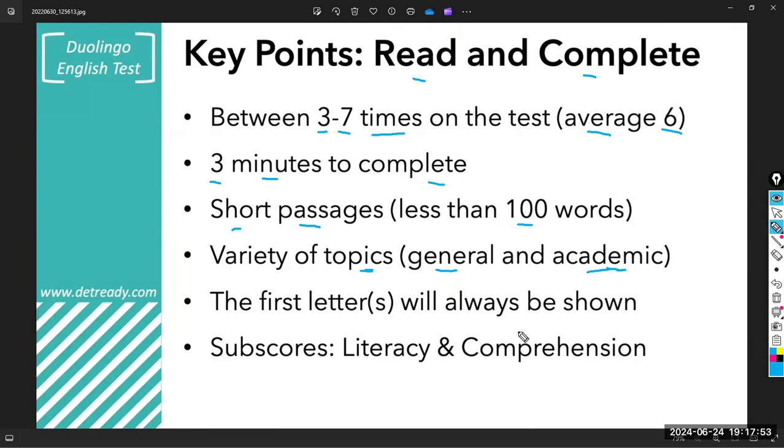Okay? So as I told you before, the first letters all the time are going to be shown, at least one letter, absolutely. Now, the subscores, the literacy you have to consider. The literacy and the comprehension. We have to discuss this in detail.